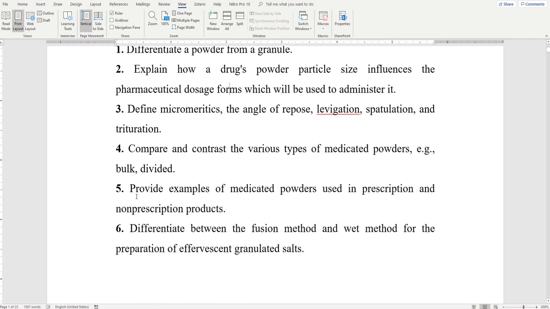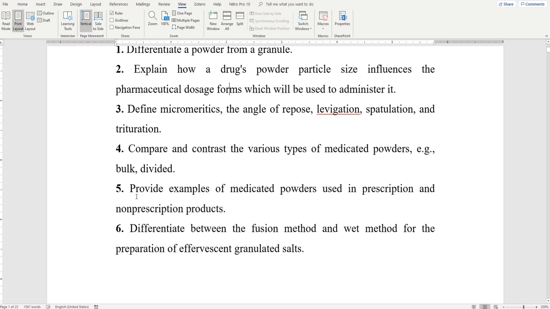Also, as outcome, you are supposed to be able to differentiate between various types of medicated powders. Meaning the dosage form, which is powders, can be classified in different ways. One of these classification is bulk powder and divided powder. So what is the difference between both presentations? Also, we need from you to tell us some examples of medicated powders, whether that in the form of prescription or non-prescription products.